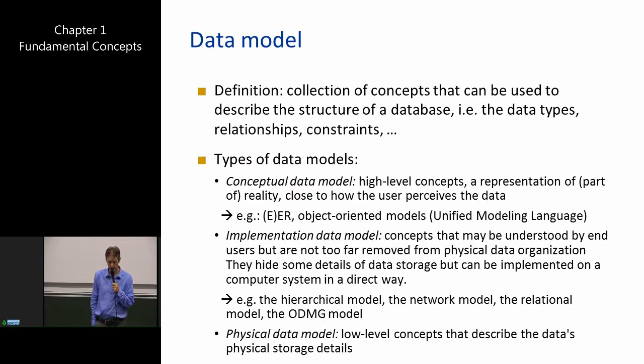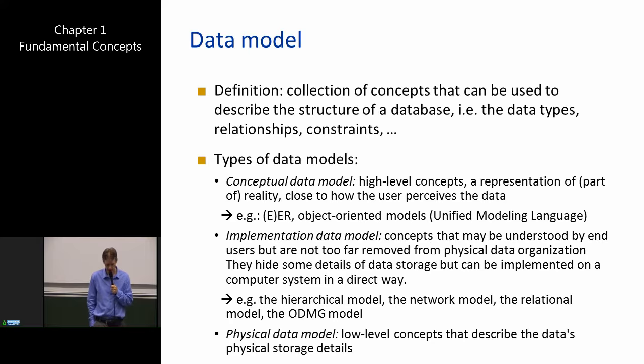Next to that, you also have implementation data models, which are more implementation focused. Here we're going to discuss concepts that may be understood by end users but are not too far removed from the physical data organization. So we're getting closer and closer to the implementation here. They're going to hide some details of data storage but can be implemented on a computer system in a direct way. So those models are technically a little bit more detailed than the conceptual data models, which are more high level. Examples of implementation data models are the hierarchical model, the network model, the relational model, and the ODMG model, which we're again going to come back to later on.